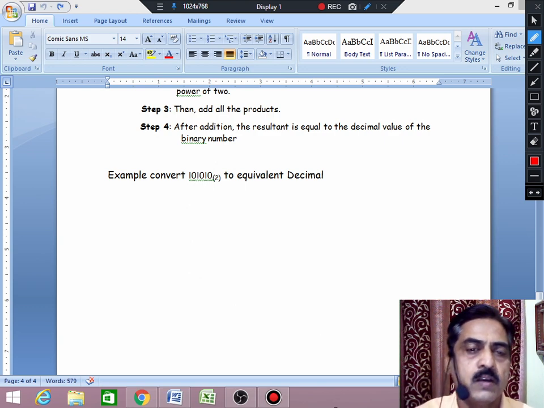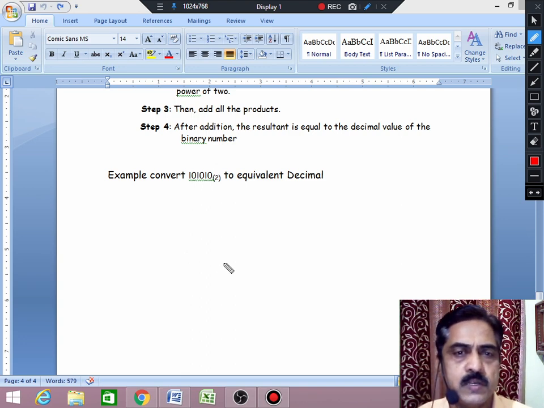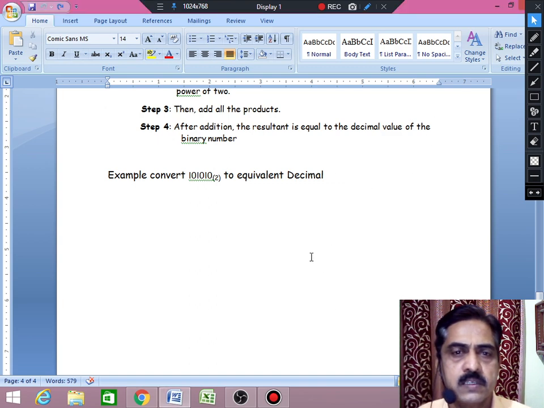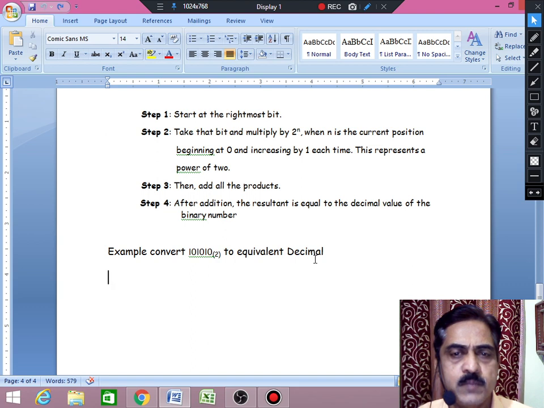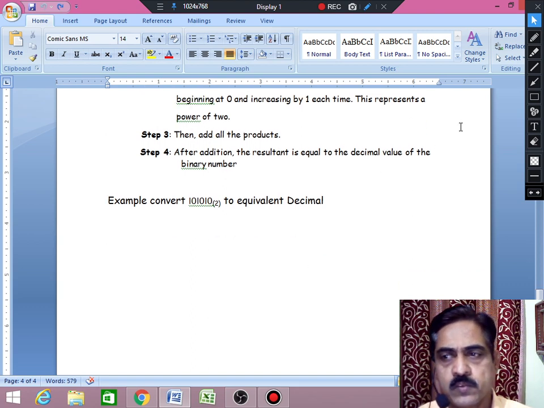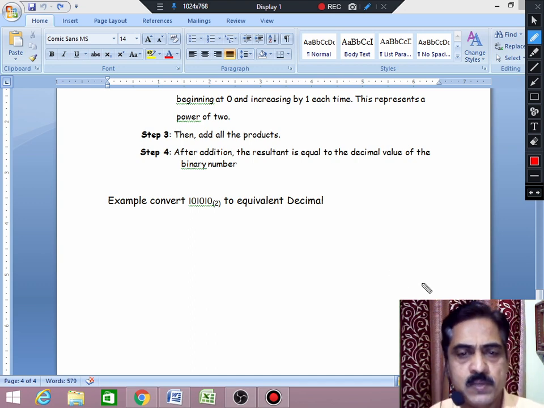Now for conversion, according to the first step, what is the first step? Here you see the first step. The first step is: start at the rightmost bit, take the bit and multiply by 2 to the power of n. Okay, so here I am explaining in the simple way.